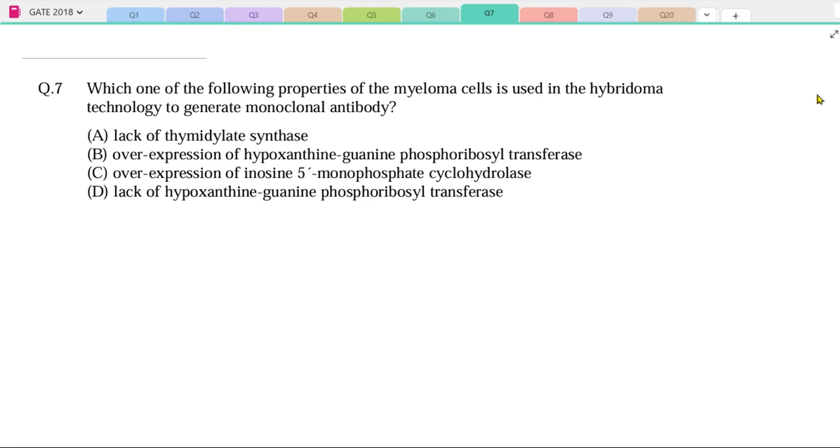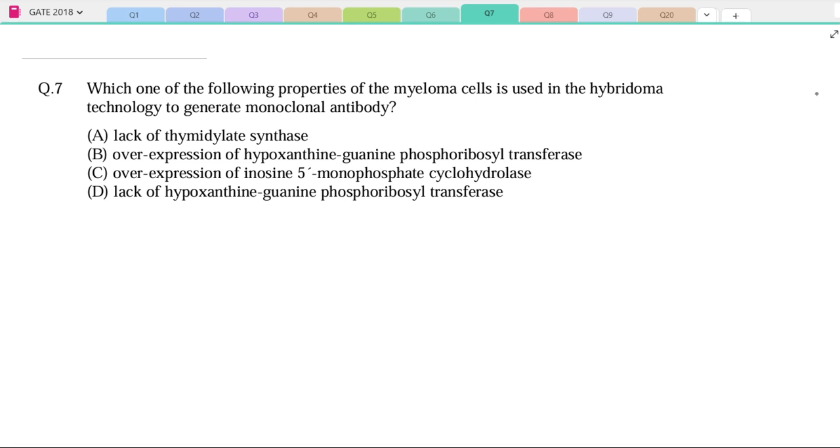So these myeloma cells are engineered in such a way that they lack the enzyme HGPRT, which is hypoxanthine guanine phosphoribosyl transferase. The reason they are engineered to lack HGPRT is that these cells are grown in a medium called the HAT medium, which is the hypoxanthine, aminopterin, thymidine medium. In this HAT medium, these nucleotide precursors are given so that cells are able to synthesize nucleotides by the salvage pathway.